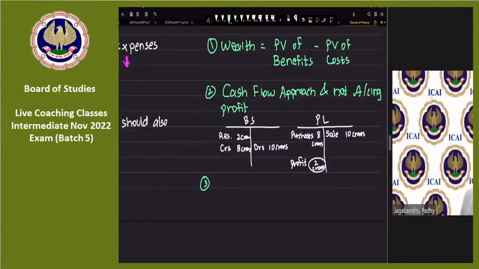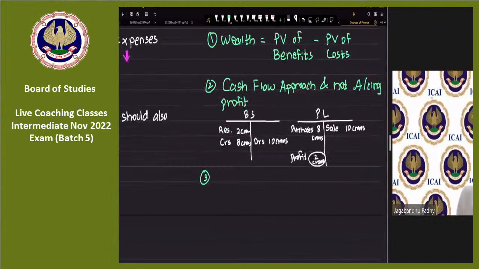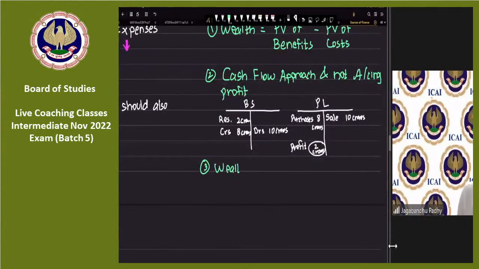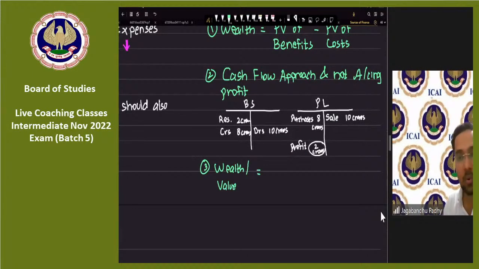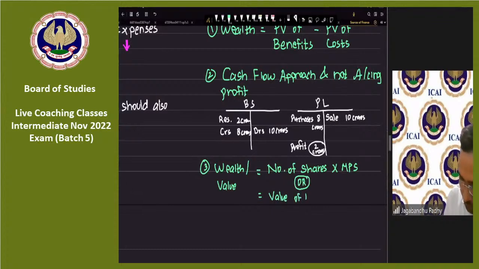So you're talking of value, wealth maximization, wealth or value. We say the wealth or value of a company is simply, you know what? It is the number of shares multiplied by the market price of each share. Or you can say it is the value of equity shares. And if the company is having debt, you will also consider the value of debt.